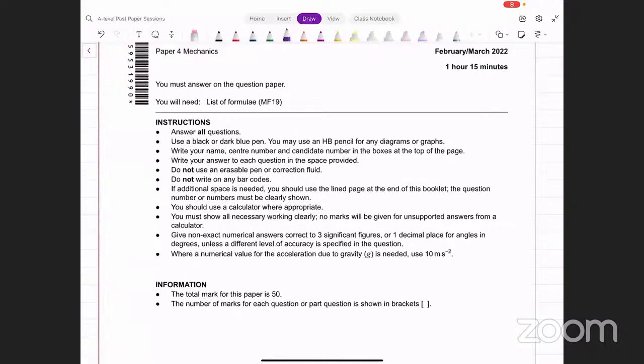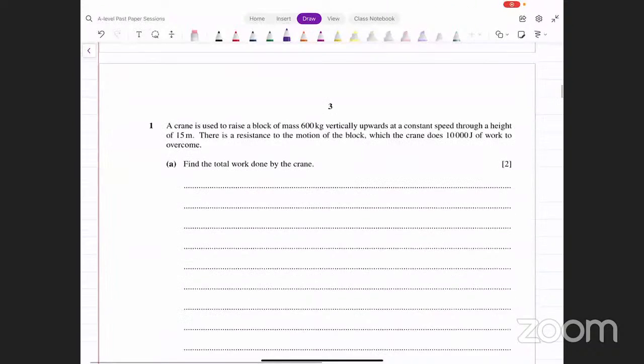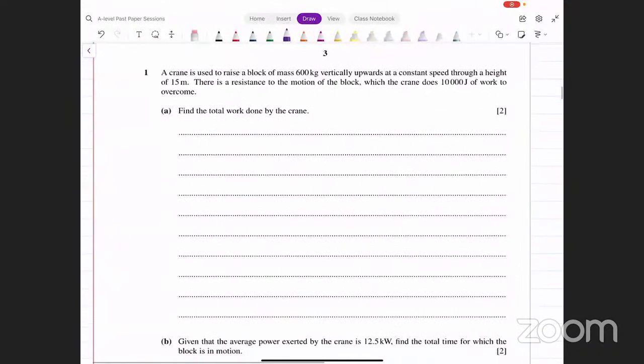So just to look at the instructions first. आपको ये याद रखना है, G की value हम यहाँ पे 10 use कर रहे होते हैं. That simplifies calculations. Working पूरी show करनी है. At least 4 significant figures तक आपने सारी working show करनी है. ठीक है? Just keep that in mind. And let's start right away with our first question.